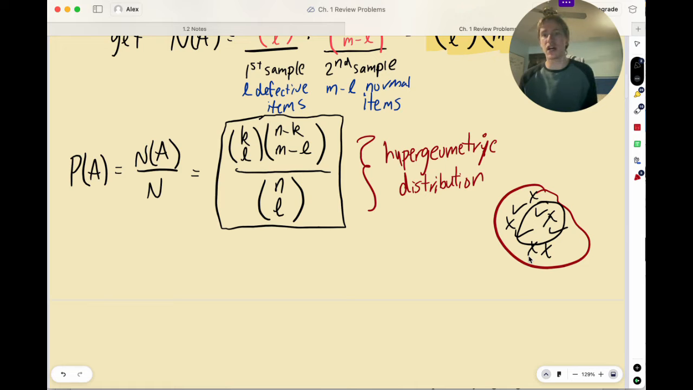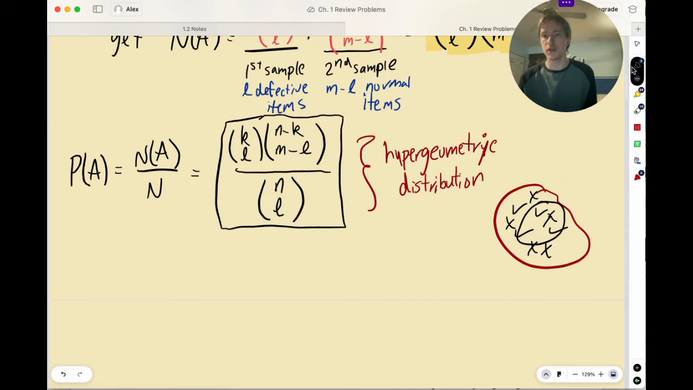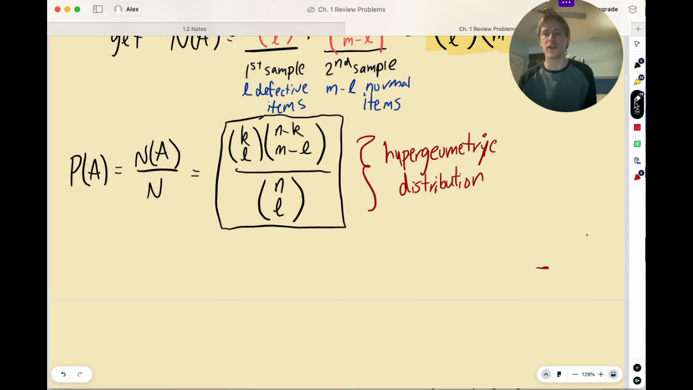And this has to be done essentially without replacement, which is what makes it different from a binomial distribution, like flipping a coin. Okay, but I wanted to make that connection, and hopefully that made sense. Let's move on to the next problem.